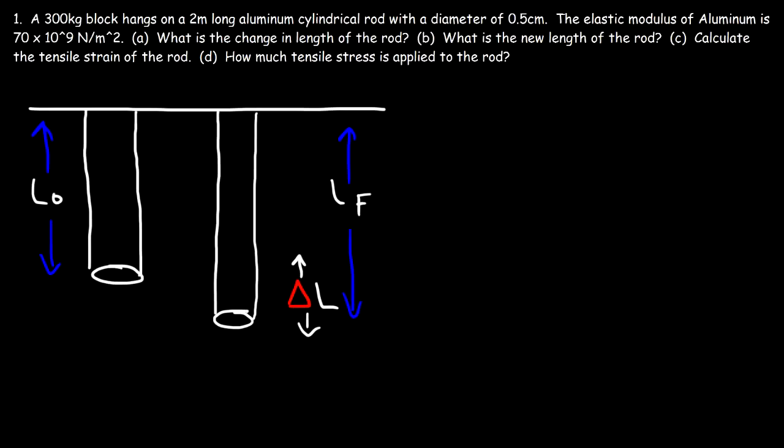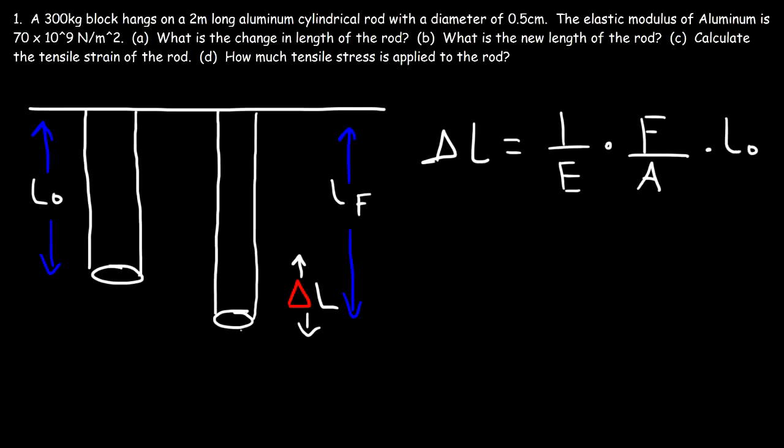So feel free to pause the video if you want to try this problem. Now the formula that you need is this one. Delta L is equal to 1 over E, where E is the elastic modulus or Young's modulus of aluminum, times the force divided by the area multiplied by L initial. Now let's not forget that we still have a 300 kilogram mass hanging on the rod.